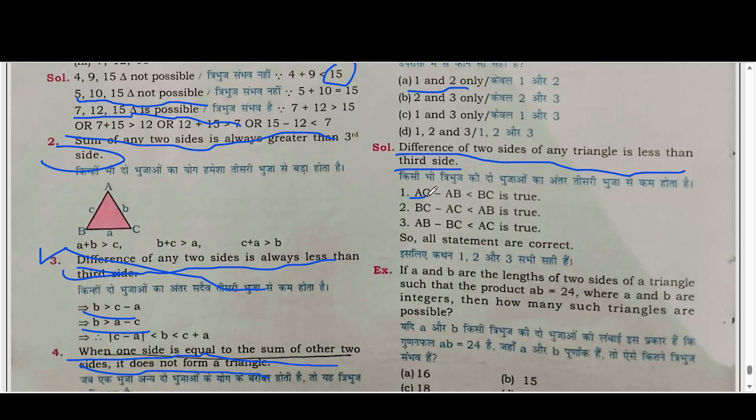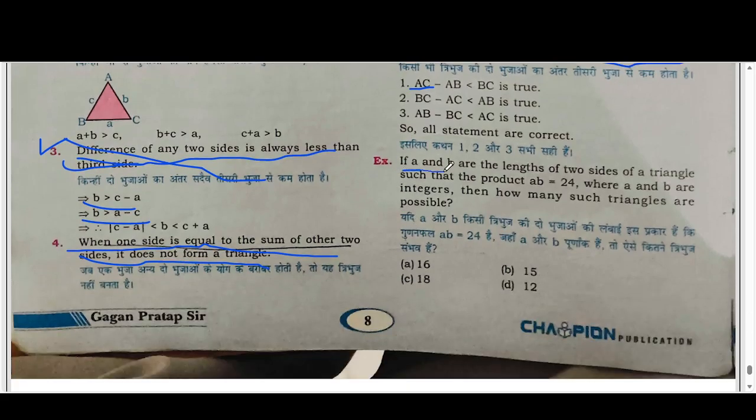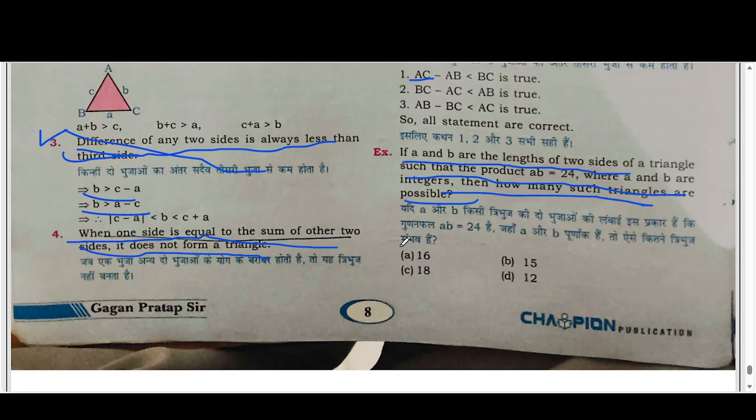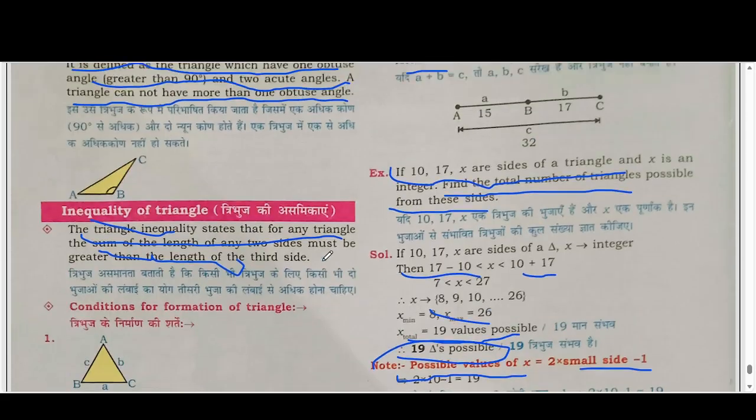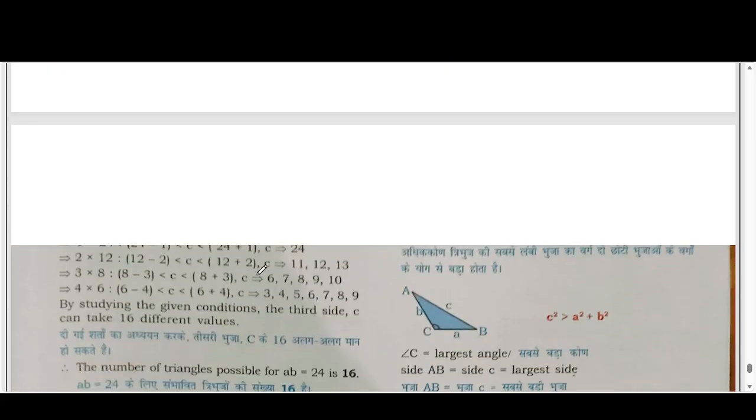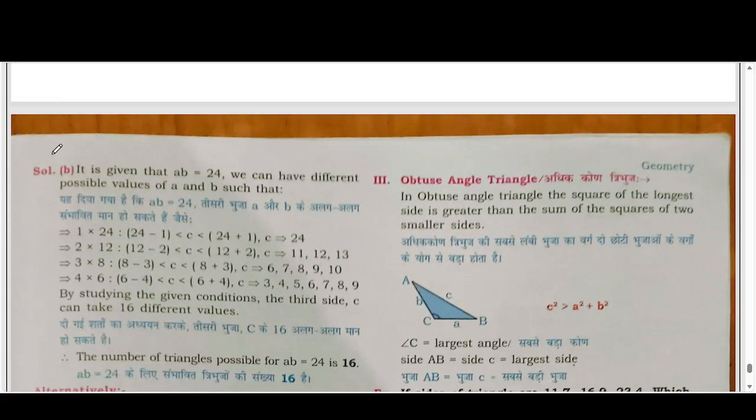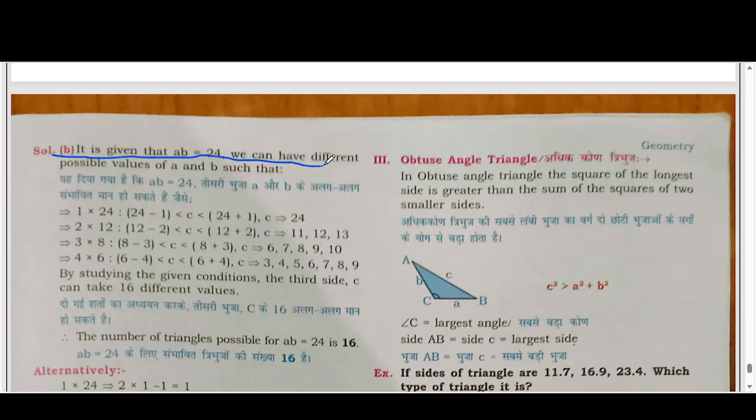If A and B are the lengths of two sides of a triangle such that the product AB is 20, where A and B are integers, then how many such integers are possible? That is the easiest question I ever get. It is given that AB is 20. So we can define possible values of A and B such that 1 into 20, 2 into 10, 4 into 5.